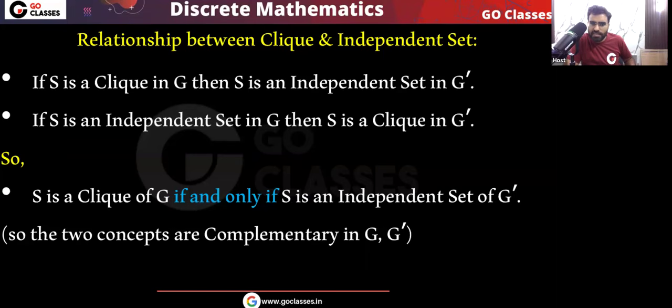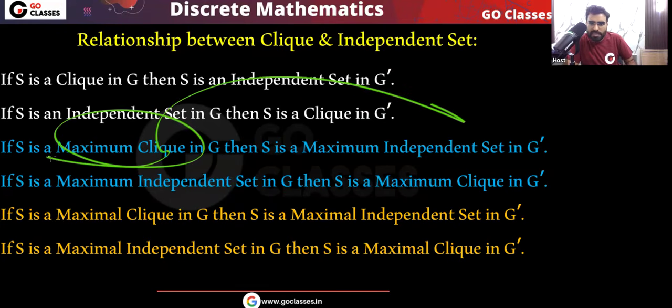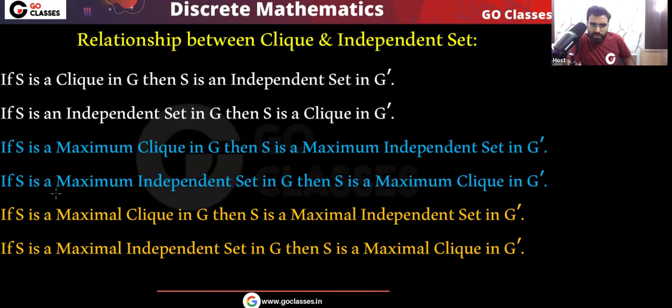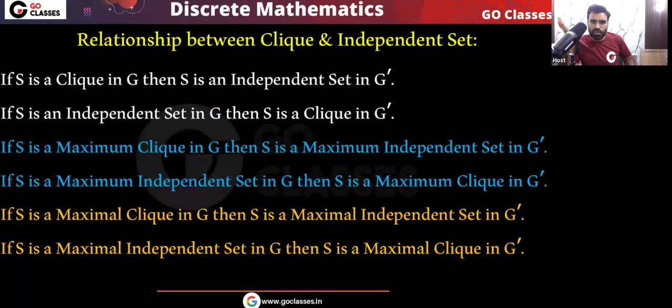Okay, is this clear? These are some more points that we have already seen in our previous lectures, that if you complement the graph, then maximum clique will become maximum independent set. And when we complement the graph, then maximum independent set will become maximum clique. Similarly, when we complement the graph, then maximal clique will become maximal independent set, and maximal independent set will become maximal clique. Okay, all these points we have already seen in our previous lectures.